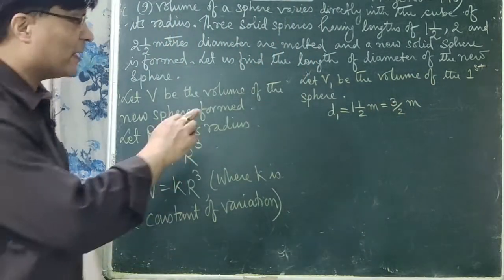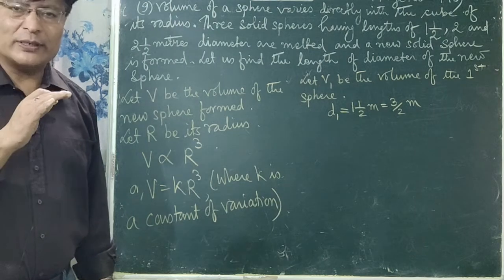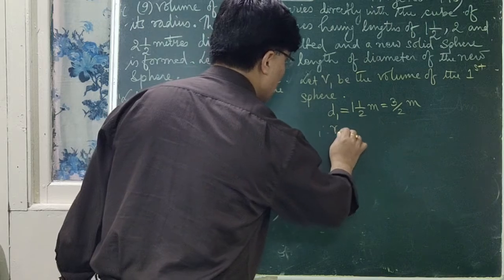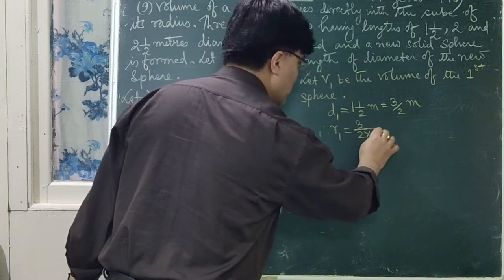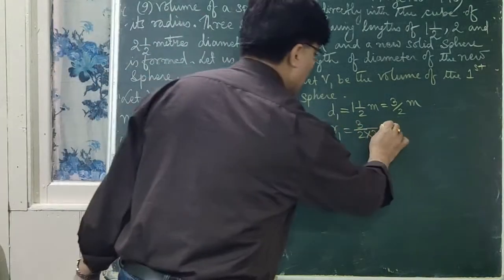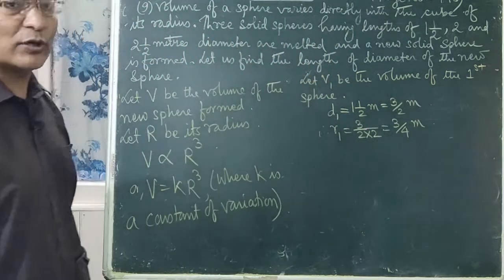Right? So let us find out the radius. How can you find out the radius from the diameter? Radius is half of the diameter. That is R1 is equal to 3 by 2, again divided by 2 to get the radius, because radius is half of the diameter, which is equal to 3 by 4 meter. Is that clear to all of you?